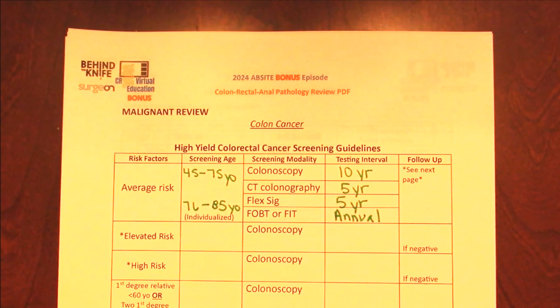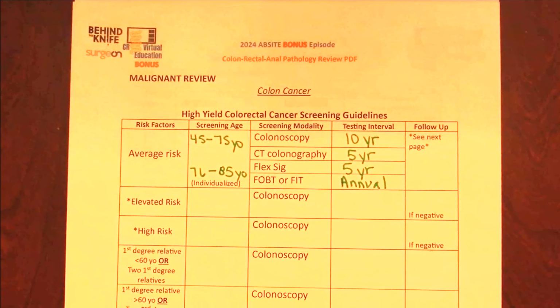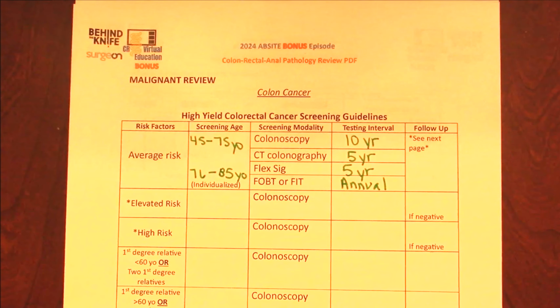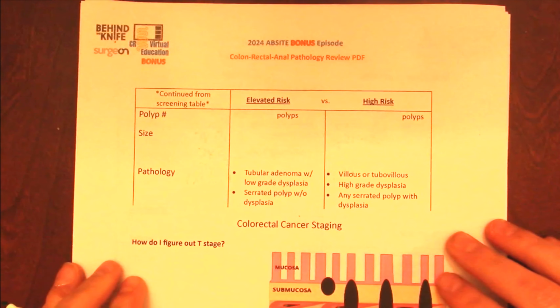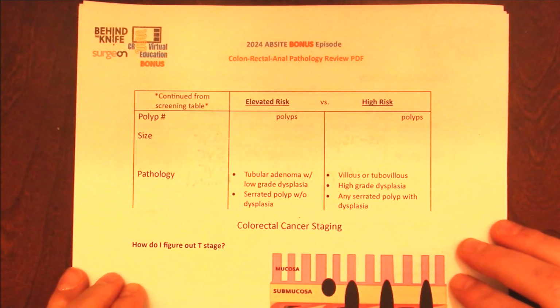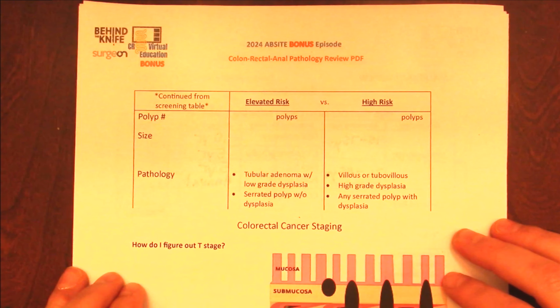And what about patients who are high risk or have elevated risk? These patients are patients who have gotten a colonoscopy and their pathology findings designate them into those elevated or high risk categories. So if we go to the table below the screening guidelines, we can go into that in further detail. For elevated risk findings, so these patients, when they got their colonoscopy, they either were diagnosed with a tubular adenoma with low-grade dysplasia or a serrated polyp without dysplasia.